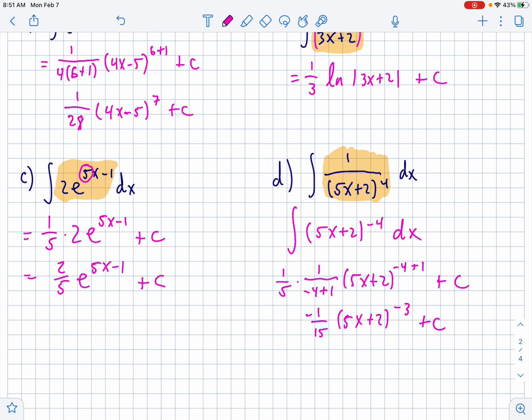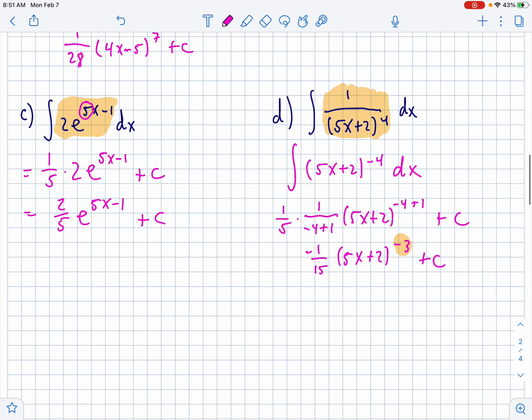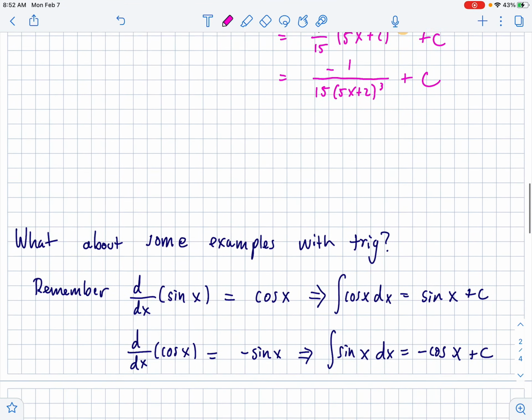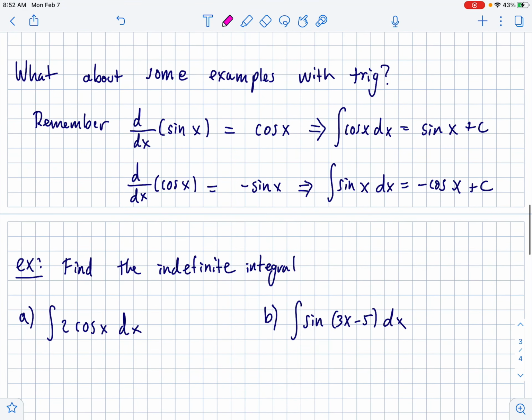Let's see if the book actually puts that back in the denominator. Oh, they do. Okay, so they resolved their negative exponent by putting this in the denominator. So this problem will be negative 1 all over 15 times 5x plus 2 to the 3rd power plus c. That's that. You're done.